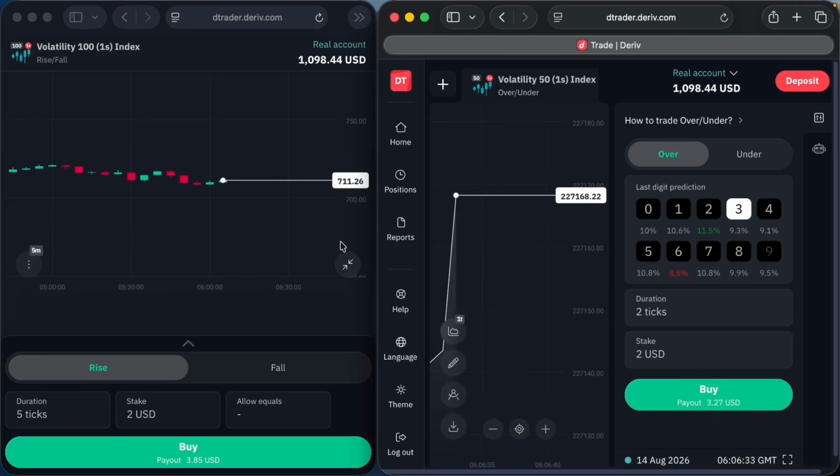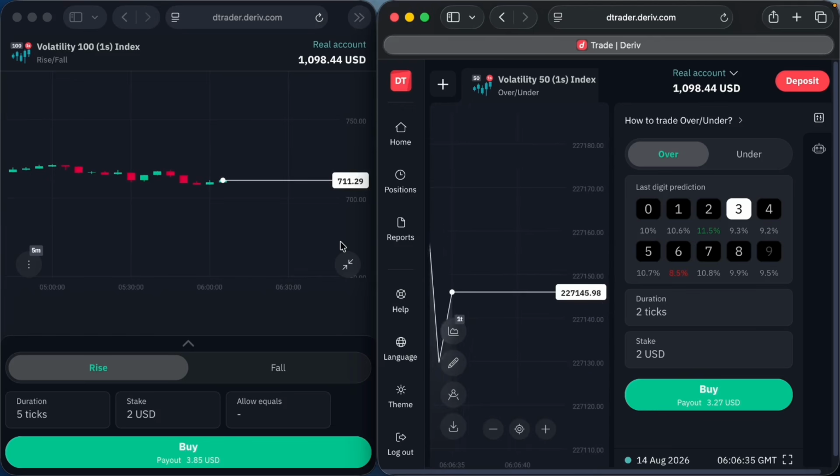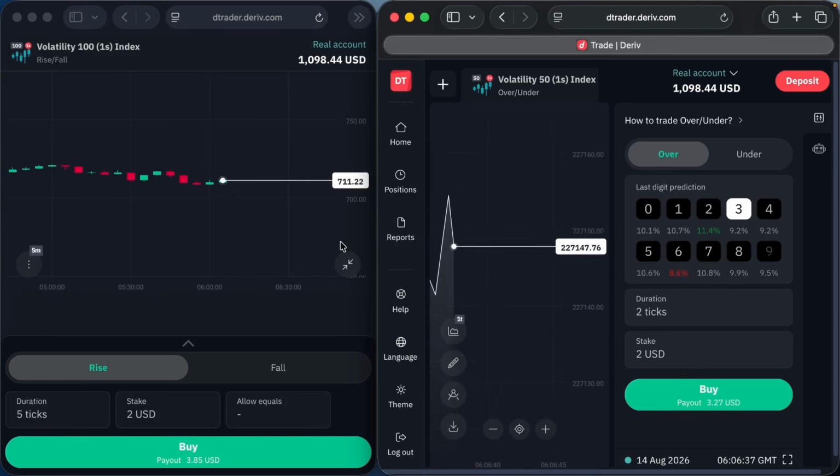One thing I like about over-under is the structure. It gives traders different options. You don't necessarily have to trade the same setup as everyone else. A beginner can look at one type of barrier while a more experienced trader may prefer something completely different.